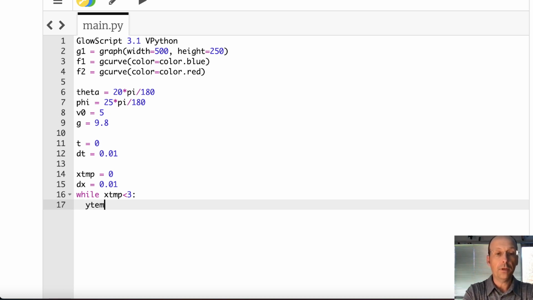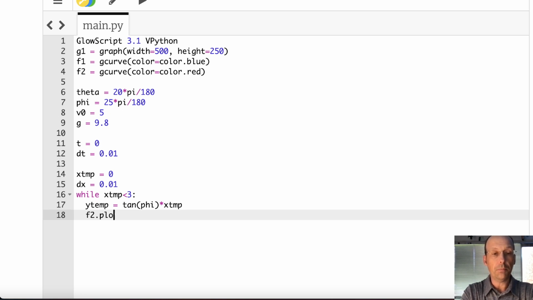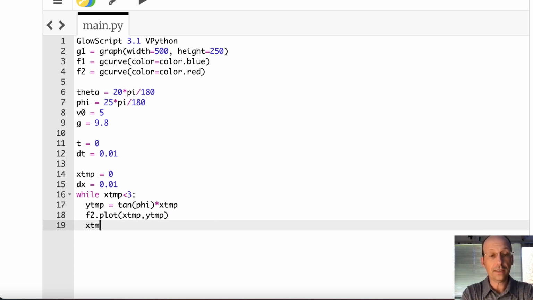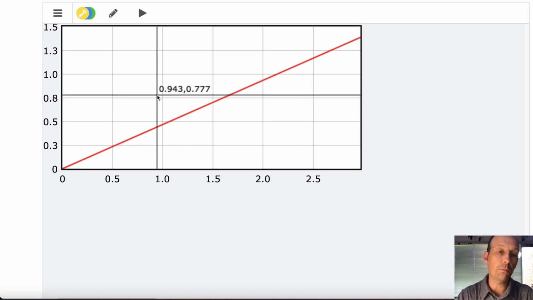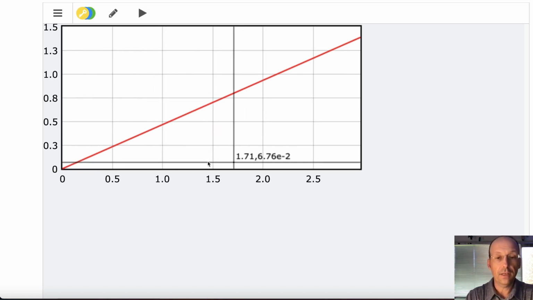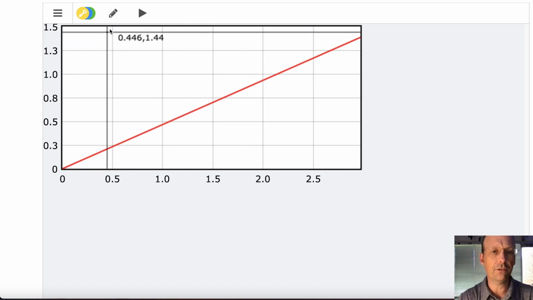So y temp is just going to be equal to tangent of phi times x temp. And plot that. F2 dot plot, x temp, y temp. Oh, why did I put the e there? That's kind of weird. It's not weird, it's just not consistent. And then I need to increase my x value. X temp equals x temp plus dx. Let's just see if that works. Straight line. Good. Okay. And this would be a 25-degree angle, if the scale's not 1-to-1, so that's fine.